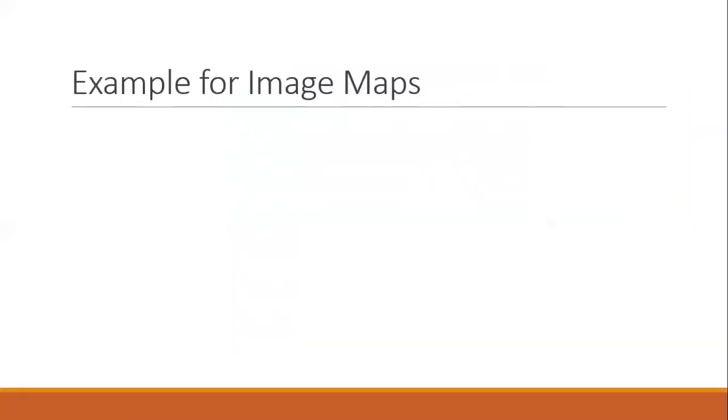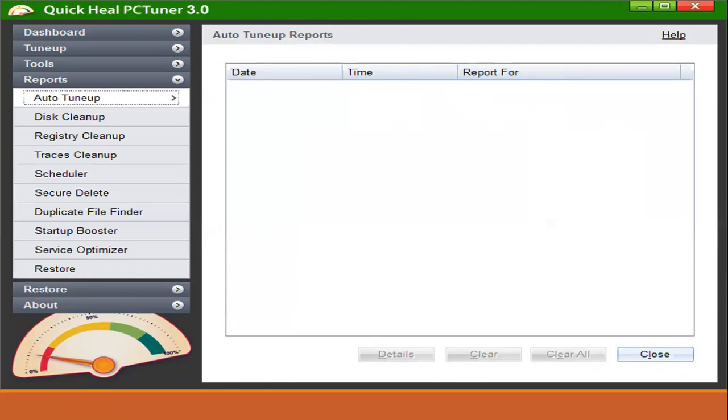And then an example for image maps. So what is an image map? An image map has a hyperlink within the image to move from one part of the document to another. So you can just use image maps and make them clickable. Now if you see on the left hand side, I have created hyperlinks for these image maps. I have mapped each one, like traces cleanup. If I click on traces cleanup, it will go to that particular topic, or if I click duplicate file finder, it will go to that particular topic. So I have used the image map technique to create hyperlinks based on the menus displayed in the image.